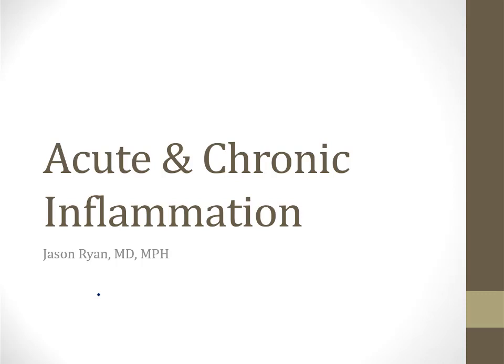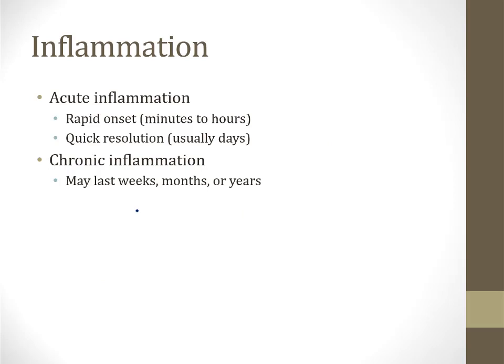Hello everyone and welcome to our module on acute and chronic inflammation. In the video on inflammation principles, I talked about how there are two subtypes of inflammation. The first one is acute and the second is chronic inflammation. Acute inflammation generally has a rapid onset, such as minutes to hours, and it resolves quickly, usually within a couple of days. In contrast, chronic inflammation can last weeks, months, or even years.